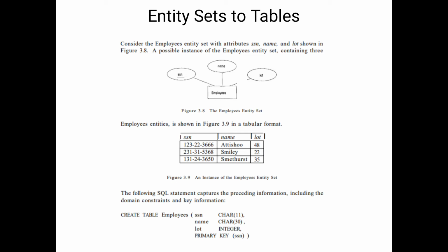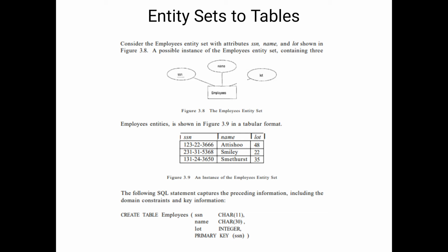What is the meaning of primary key? A primary key accepts only unique information. That's why in the example we will consider different numbers for the SSN, social security number. So now we will create the table in the database. Already we know the syntax for how to create a table: create table, table name. What is the table name here? The table name is employees. So we will consider the employees table. Here what are the fields? SSN, name, lot are the fields.